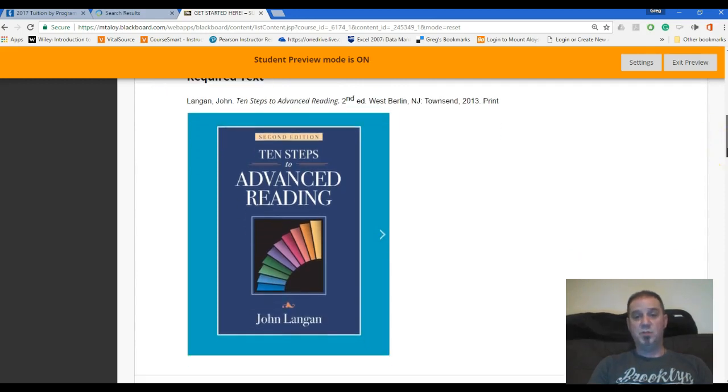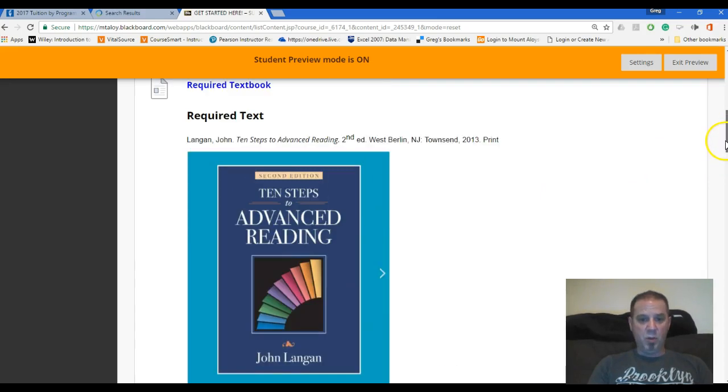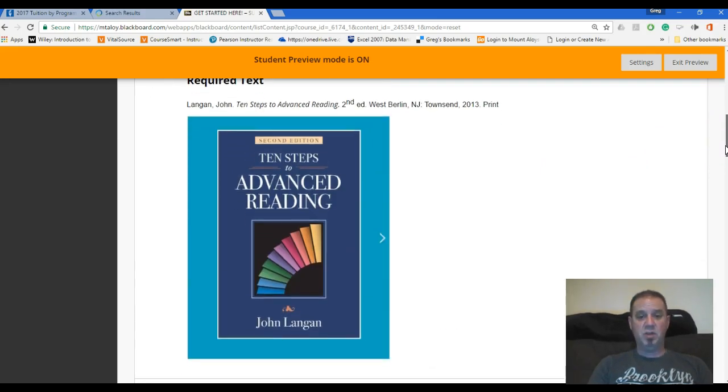We will use this textbook a great deal. I put a picture there because I think it's helpful for you to be able to see what the textbook looks like, and the information in terms of the author. I don't have the ISBN on here, but I will get that and send it out to you in an email. I thought I had the ISBN here, but I'll get that out to you.